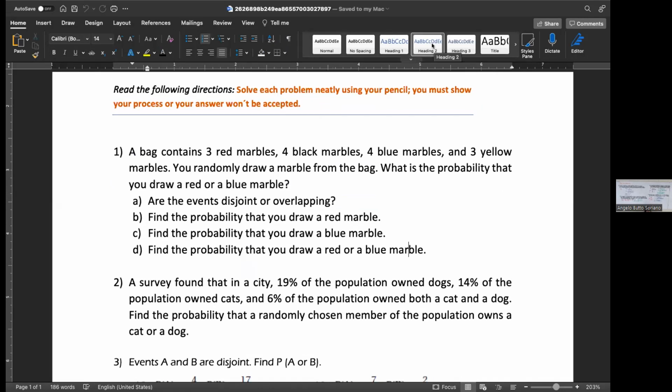Okay, this bag contains 3 red marbles, 4 black marbles, 4 blue marbles, and 3 yellow marbles. You randomly drop a marble from the bag. What is the probability that you drop a red or blue marble? Okay, this is the number 1. The number 2, okay.